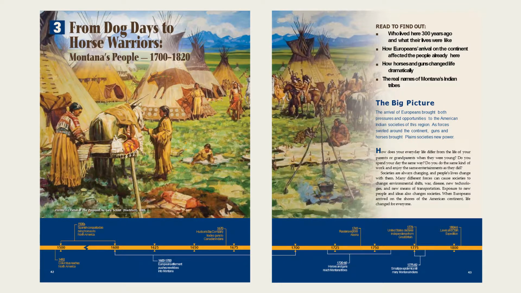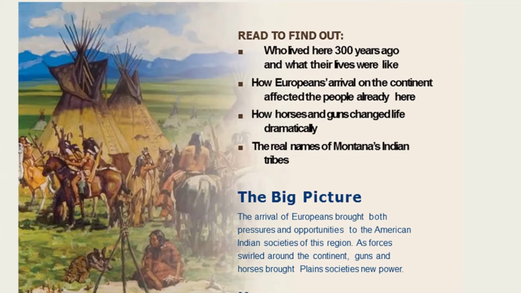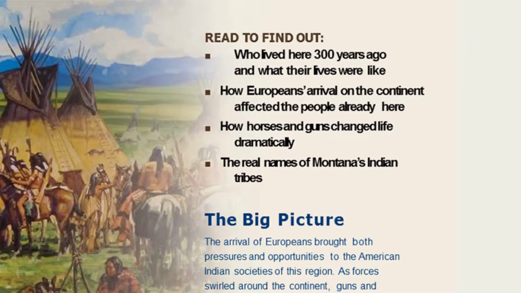Next, the chapter provides a clear, compelling purpose for the reading of the chapter. And they basically frame it, read to find out: Who lived here 300 years ago and what their lives were like. How Europeans' arrival on the continent affected people already here. How horses and guns changed life dramatically. Real names of Montana's Indian tribes. So there's 4 different things that you can find out by reading this chapter. It creates an opportunity for students to make predictions about what they're going to learn and also to seek knowledge effectively and thoughtfully as they're working their way through the chapter.